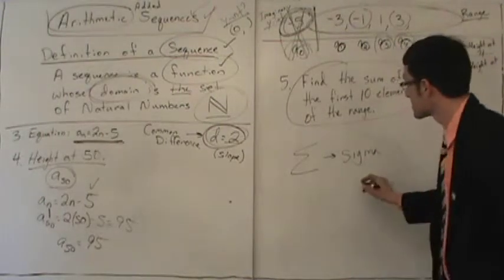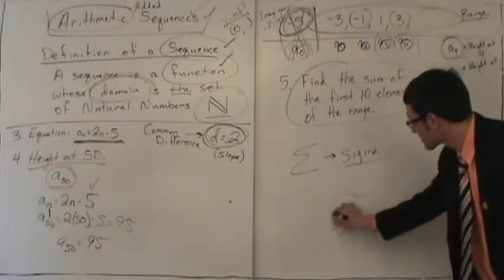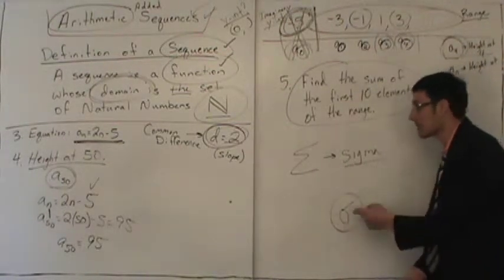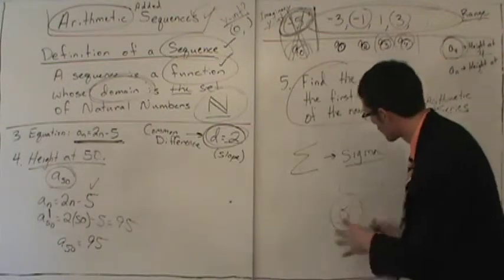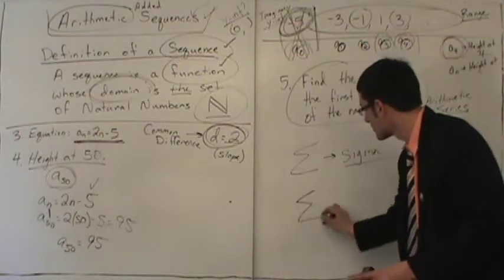Now, you guys have seen sigma before. You've seen lowercase sigma. Lowercase sigma represents population standard deviation, referring to normal distribution. This is capital sigma, and capital sigma means what?